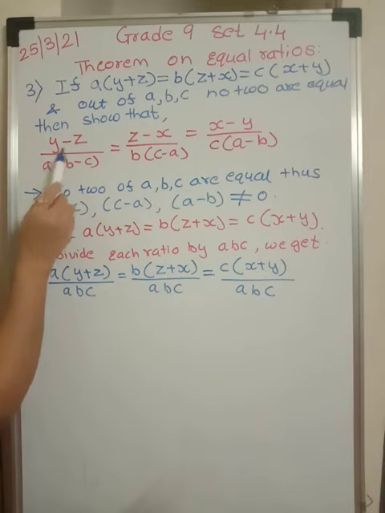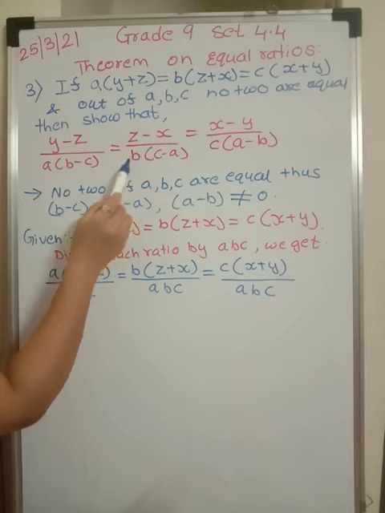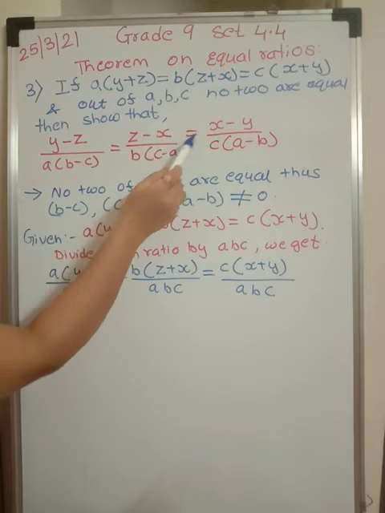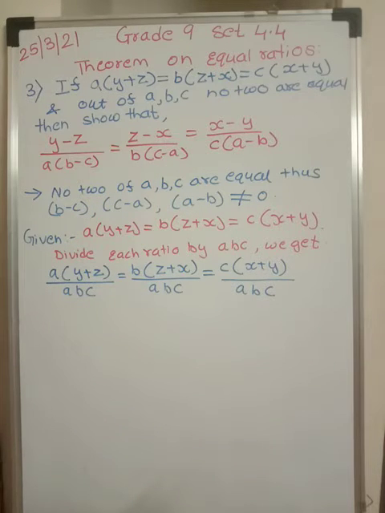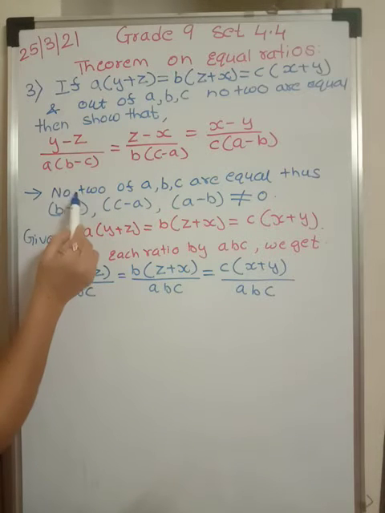Then show that y minus z upon a into b minus c is equal to z minus x upon b into c minus a is equal to x minus y upon c into a plus b. You have to show this using this. So we have to use this.